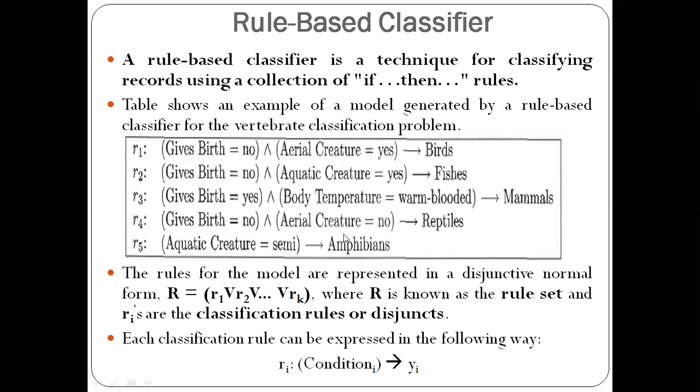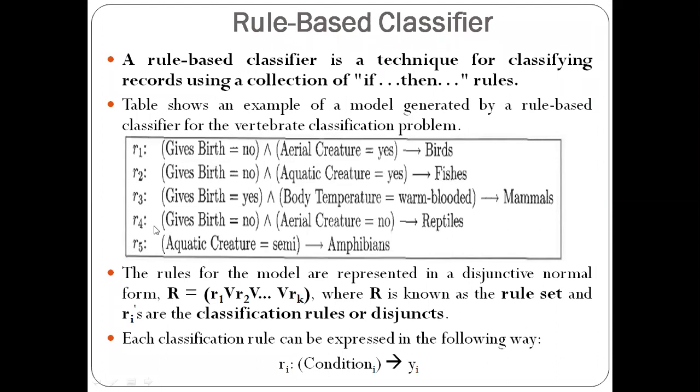Using these rules, we will be able to classify the records in a rule-based classifier. This is one example. Then, what does this rule set contain? The rule set is a combination of all these rules. For this vertebrate classification problem, the rule set is denoted by R, which contains the disjunction of all these rules: R1 disjunction R2 disjunction R3 disjunction R4 disjunction R5.